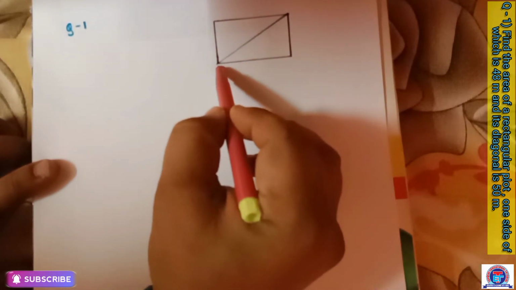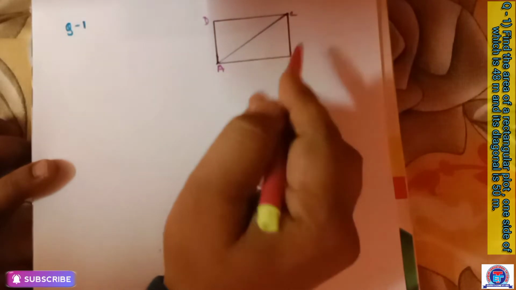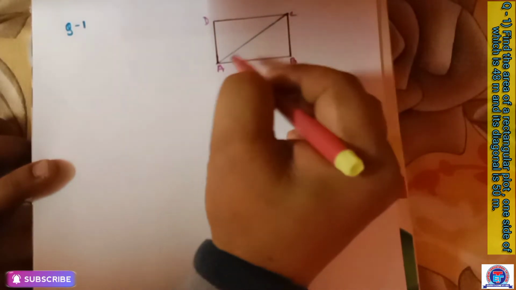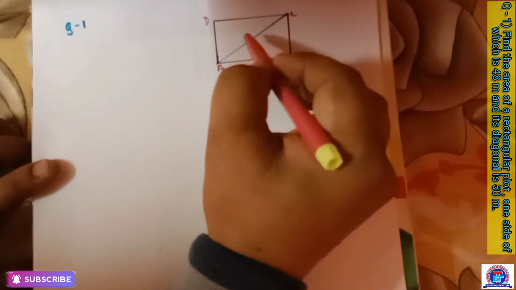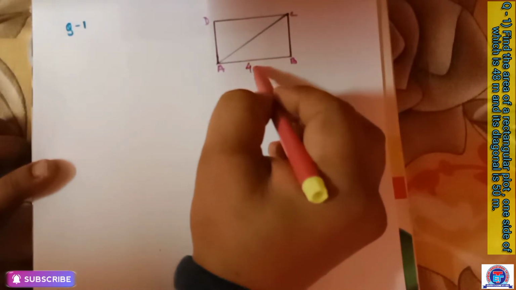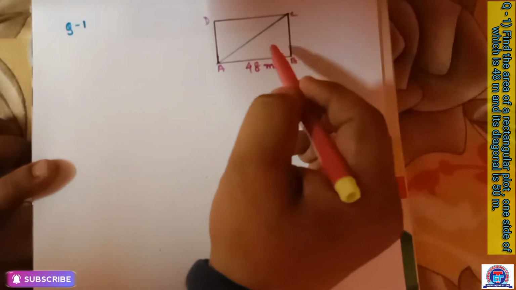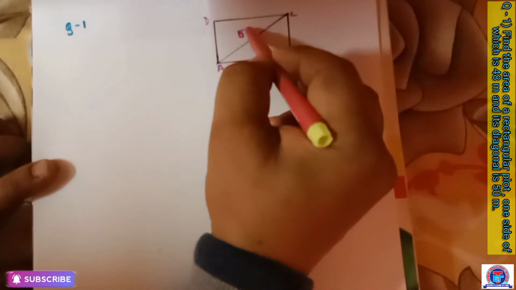So here ABCD is a rectangular plot, and AC is the diagonal. So here AB is equal to 48 meter, right? And the diagonal AC is 50 meter.